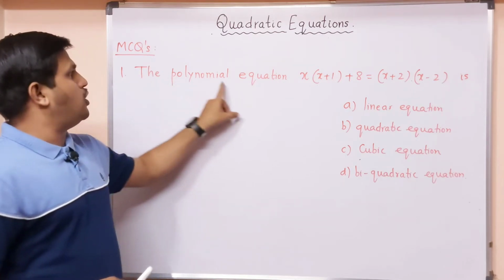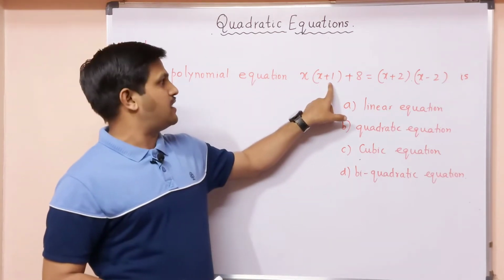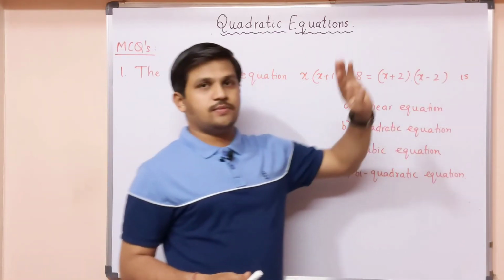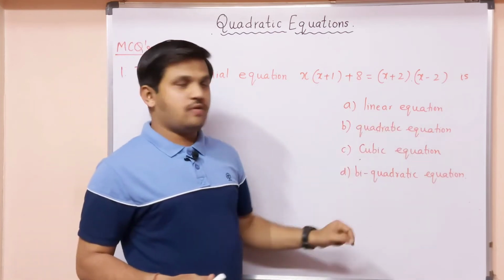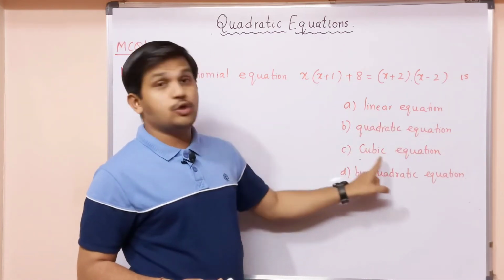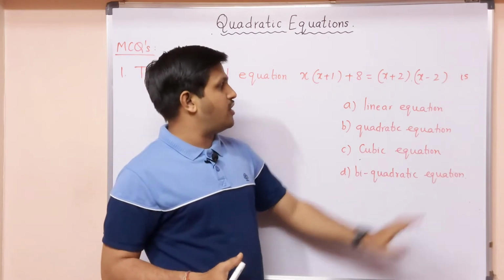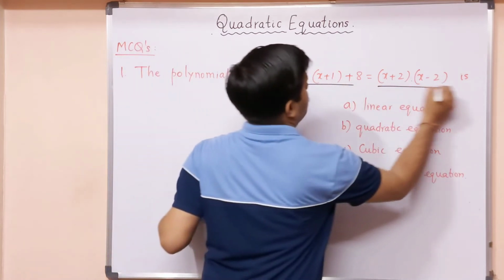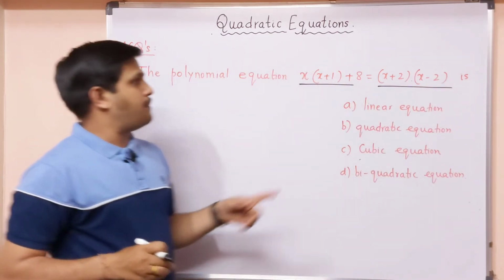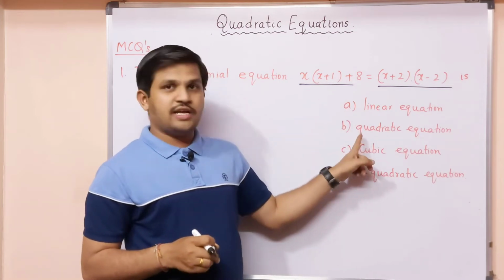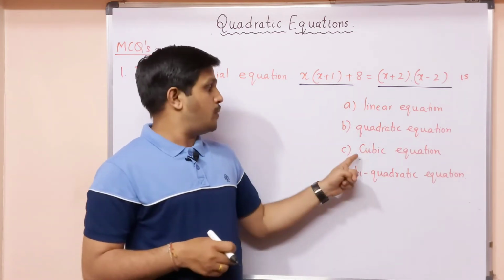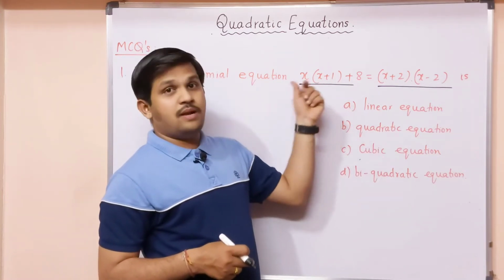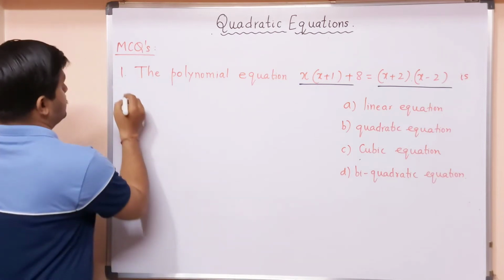Let's look at the first multiple choice question. The polynomial equation x into x plus 1 plus 8 is equal to x plus 2 into x minus 2 is: option A, a linear equation; option B, quadratic equation; option C, cubic equation; option D, biquadratic equation. We need to solve this first. Linear means the power of the variable x should be 1, quadratic means 2, cubic means 3, and biquadratic means 4.